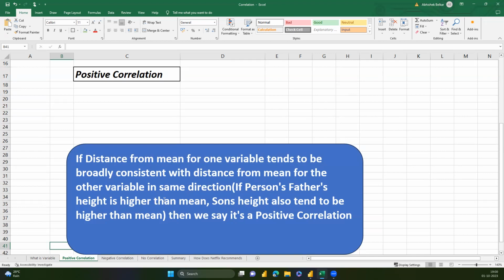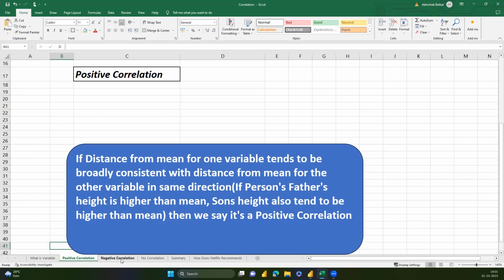So we look at the mean and we say how much my data point is fluctuating from the mean, and the other data point from the second variable, is it fluctuating in a similar fashion. So if I'm picking the first variable which is higher than its mean, the second variable is also higher than its mean, then in that situation we say that this data set is positively correlated, right?